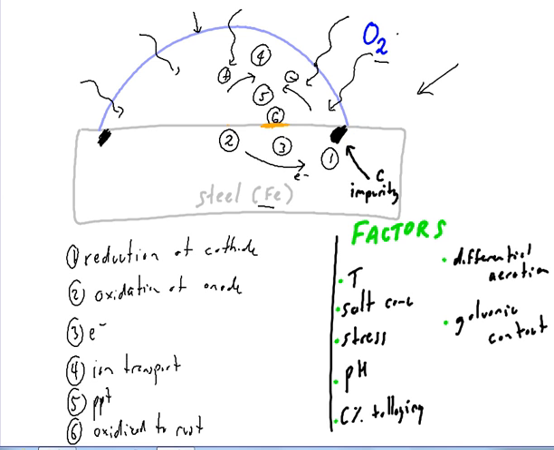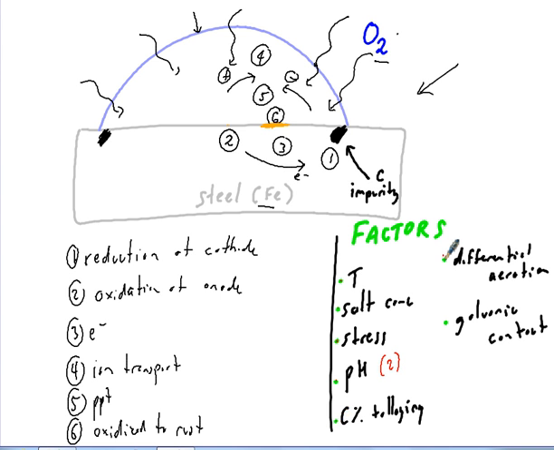And the factors listed here, obviously we all know how temperature affects rates of reaction, so that's pretty straightforward. You need to detail how the salt concentration might affect the rate of reaction, how stress or damage to the steel might affect rates of reaction, how pH might affect rates of reaction. There's actually 2 ways in which pH can affect rates of corrosion of steel. You need to talk about how the percentage of carbon or alloying can affect the rate of rusting.